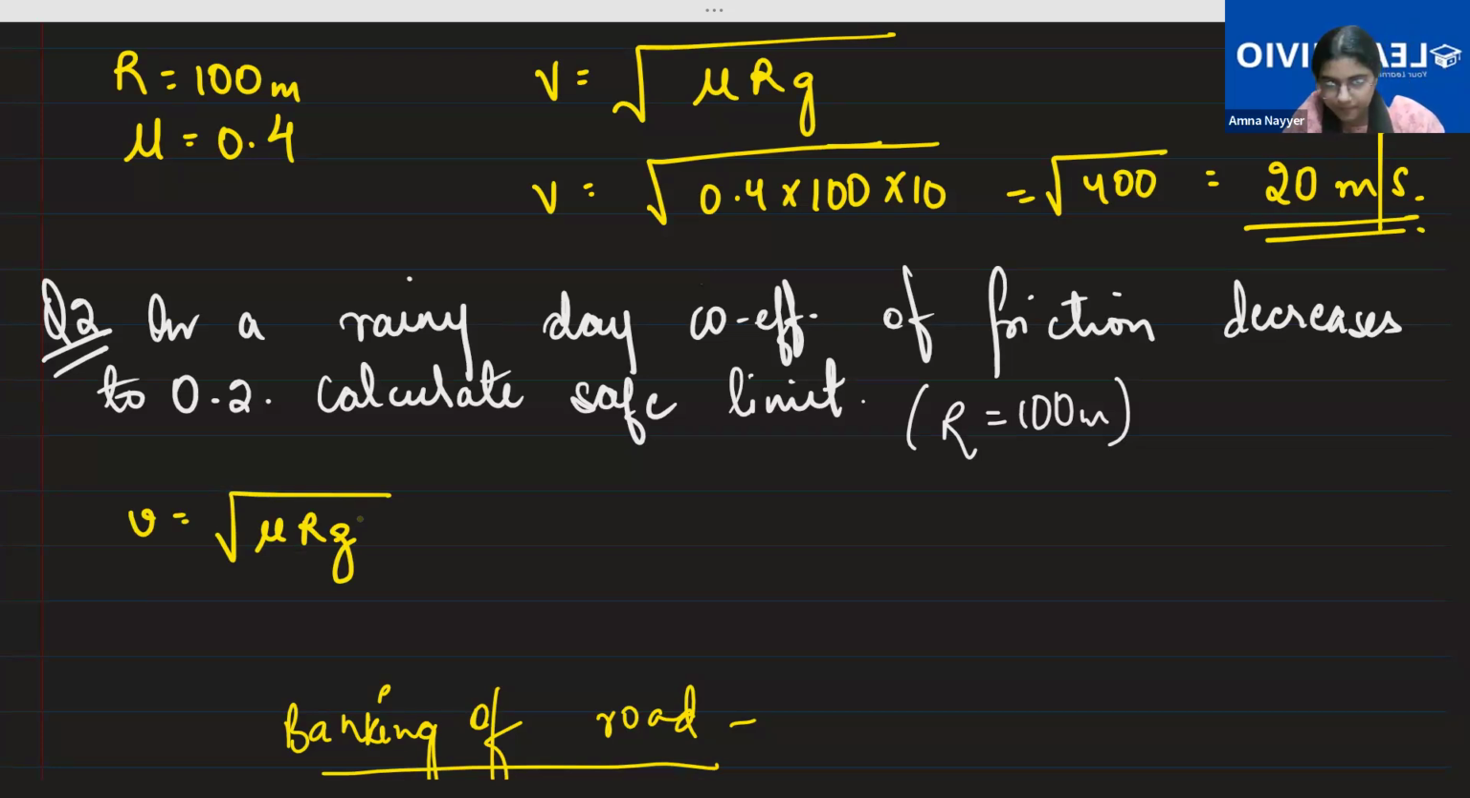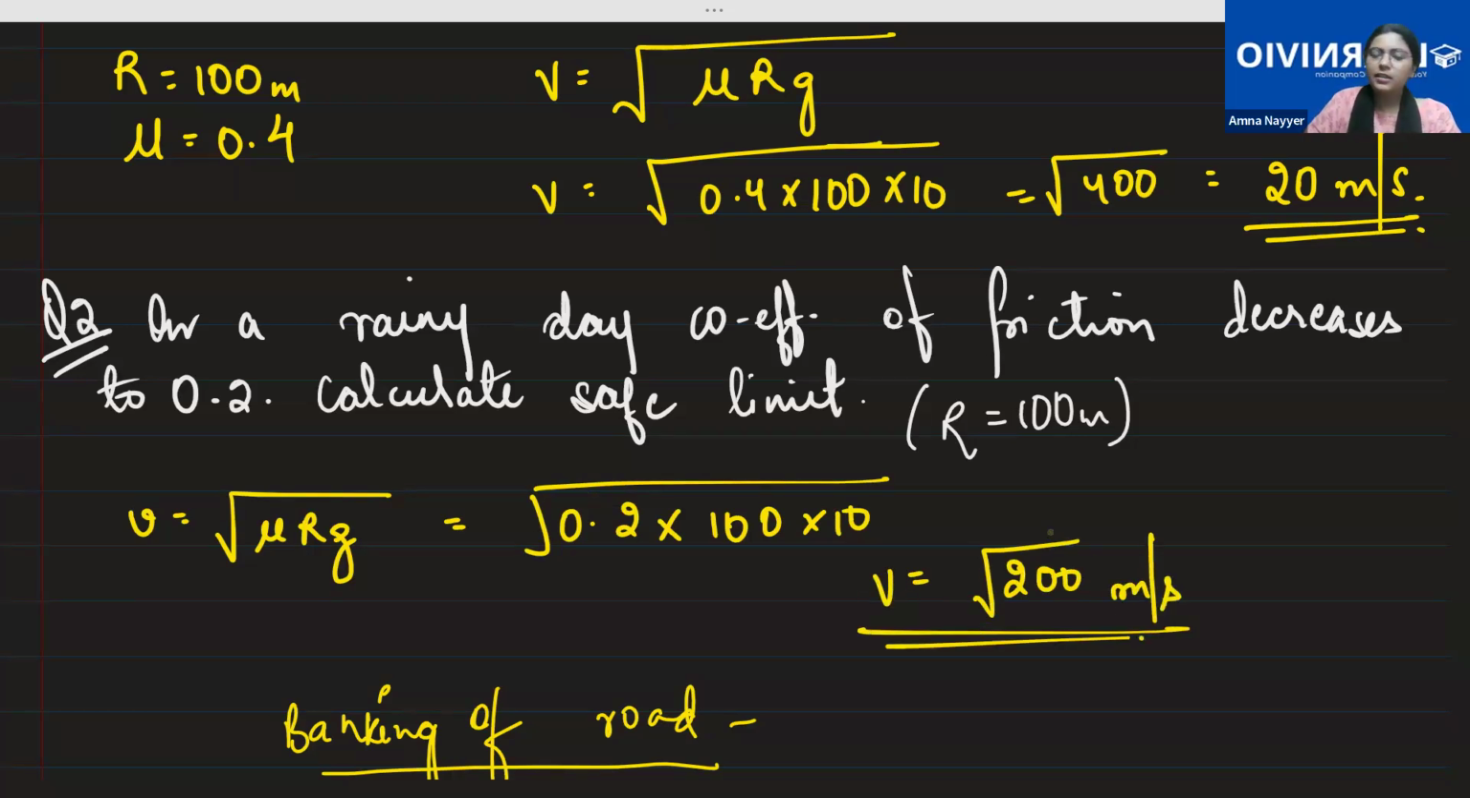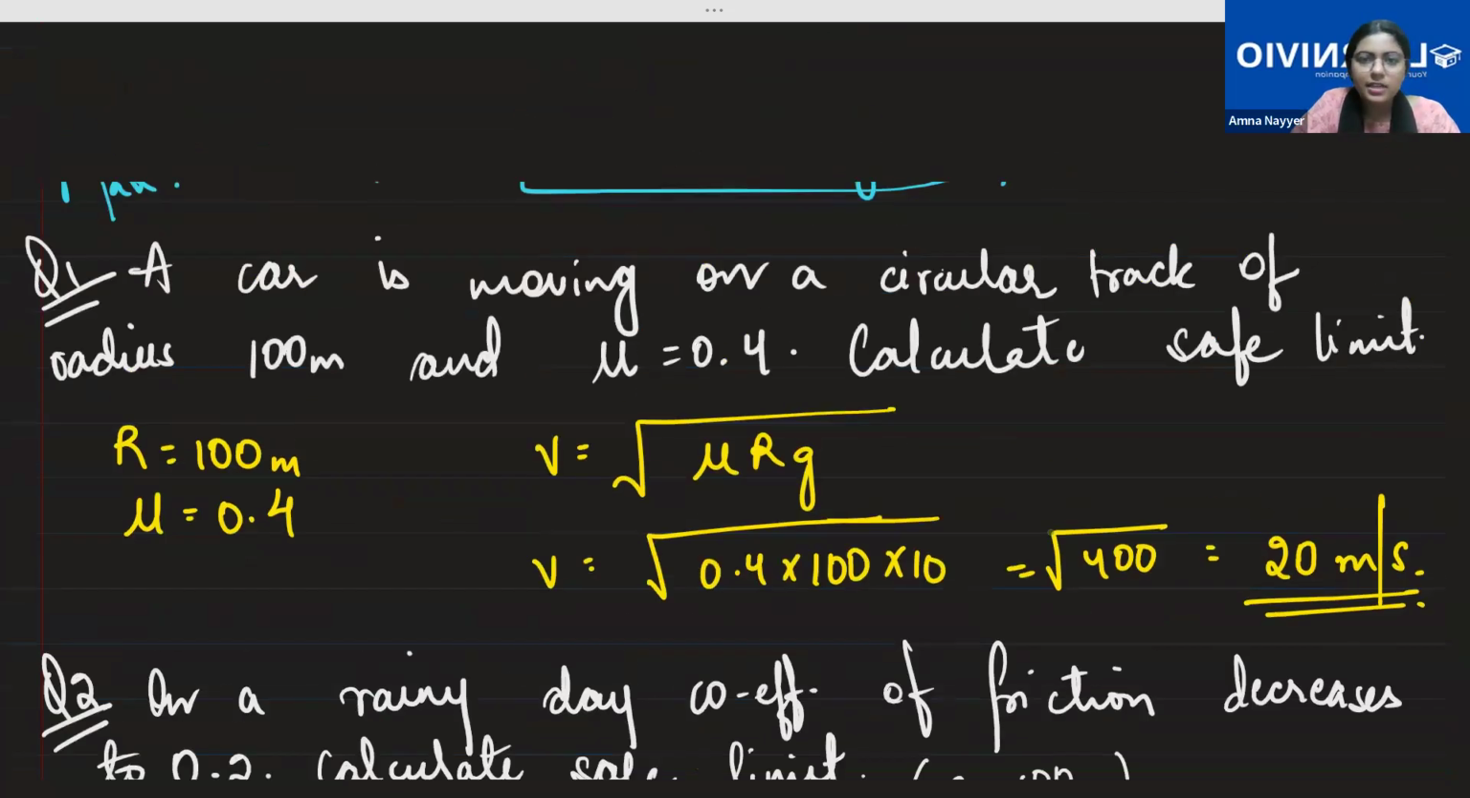Yes, miss. All right. So see, mu means coefficient of friction, that is 0.2. Radius is 100, g is 10. Solving part properly, I know you'll be able to do. That is under root 200 meter per second. That's the velocity. Okay, write it. Start writing from here.